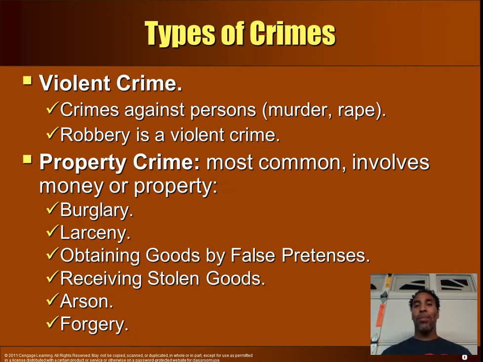So burglary, right? You break into a house, steal some things. That's a property crime. Larceny, obtaining goods by false pretenses, receiving stolen goods, right? They're stolen, you're receiving them. They can prove that. You can't say, oh, hey, I bought them from a guy on the street, but if you know that they're stolen goods, you can still get convicted in criminal court. Arson, right, setting things on fire, and then also forgery, which a lot of people do in terms of checks, banking, and things of that nature.